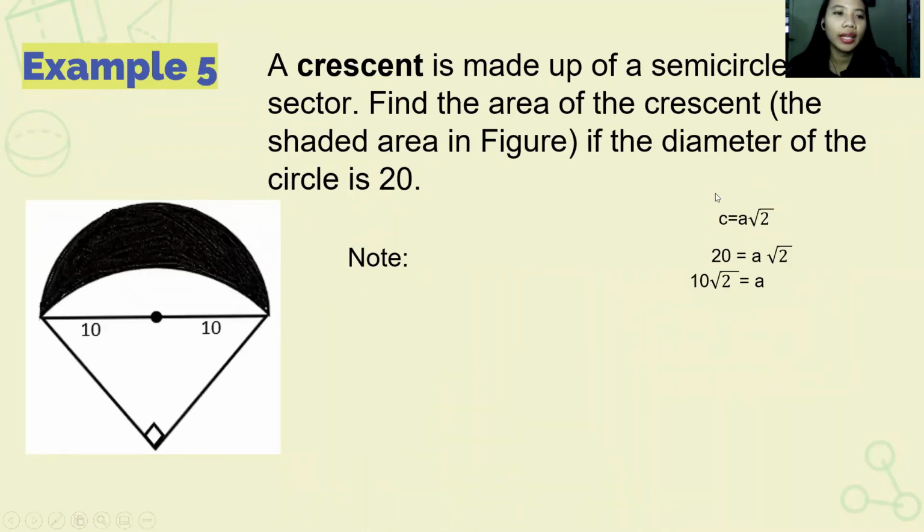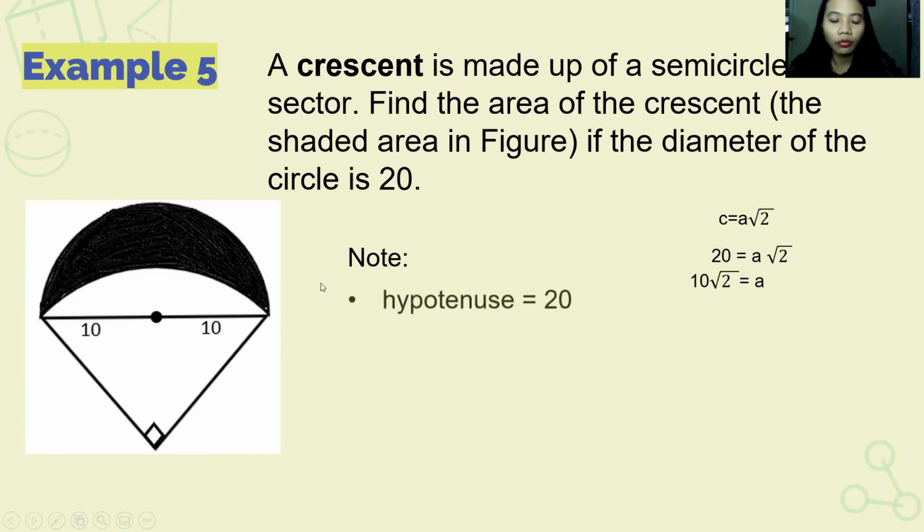In example 5, a crescent is made up of a semicircle and a sector. Find the area of the crescent, the shaded area of the figure, this crescent, if the diameter of the circle is 20. By the way, class, this form of triangle is a special right triangle, which is the isosceles triangle. The isosceles right triangle is 45, 45, 90.